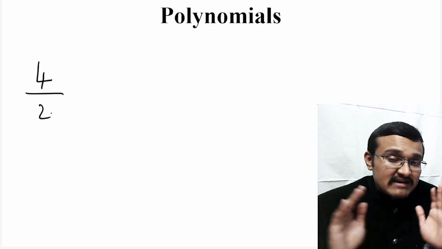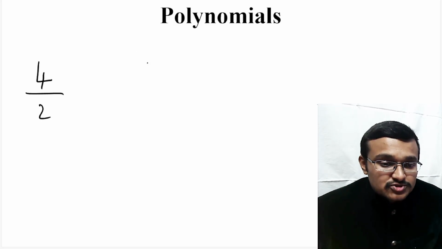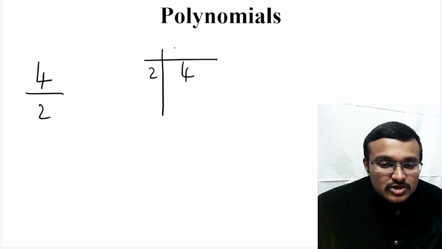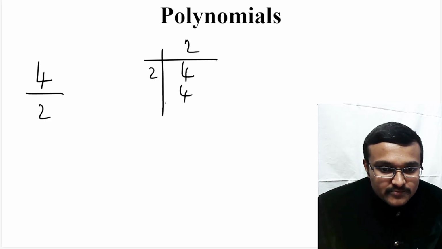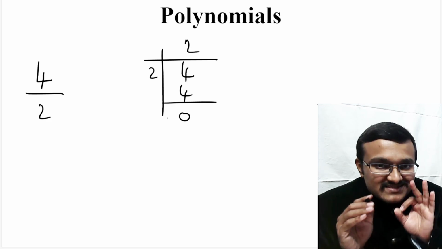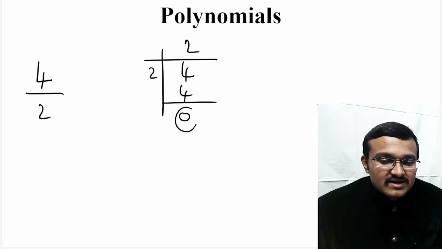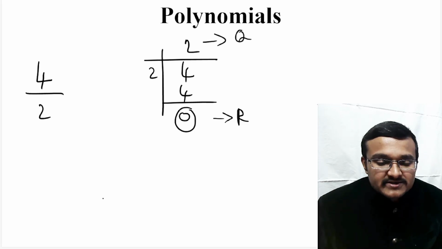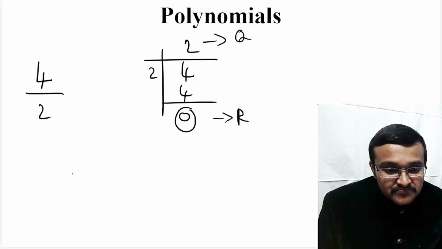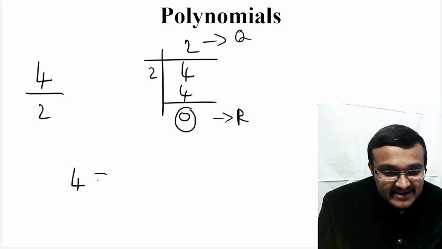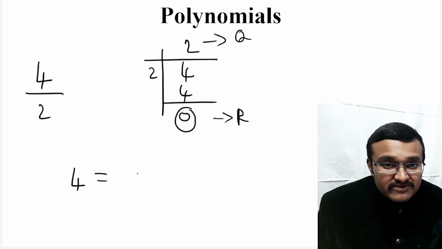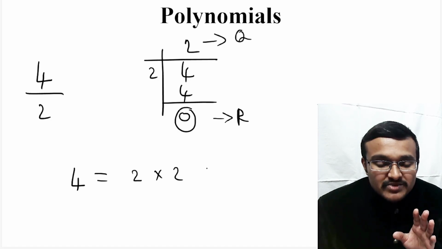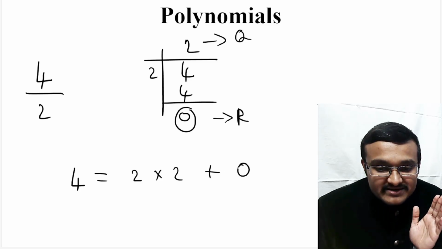So what is the value for 4 by 2? What quotient will you be getting? When you divide 4 with 2, 2's are 4. So here clearly you can see 0 is the remainder, 2 is the quotient. So that means dividend, that is 4, equals divisor into quotient. What is divisor? Divisor is 2. What is quotient? That is also 2. Plus what is remainder? Remainder is 0.